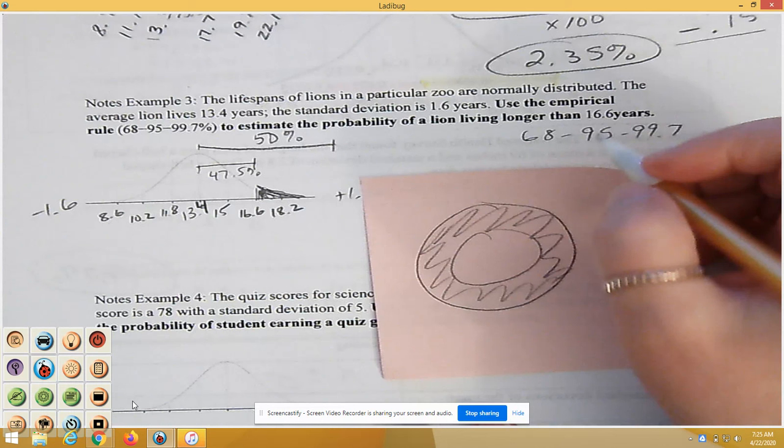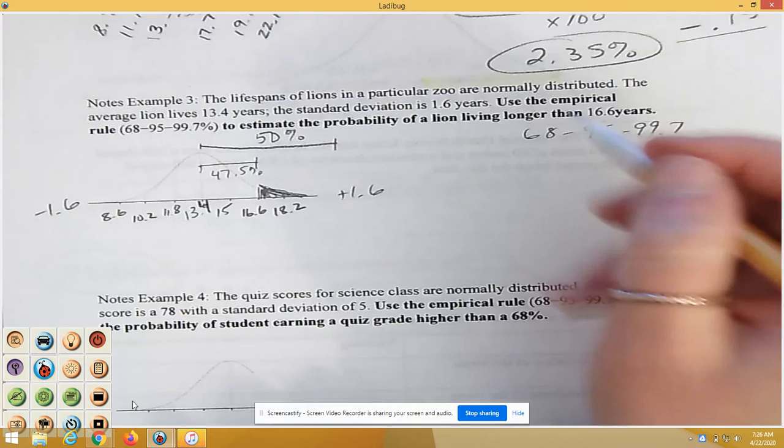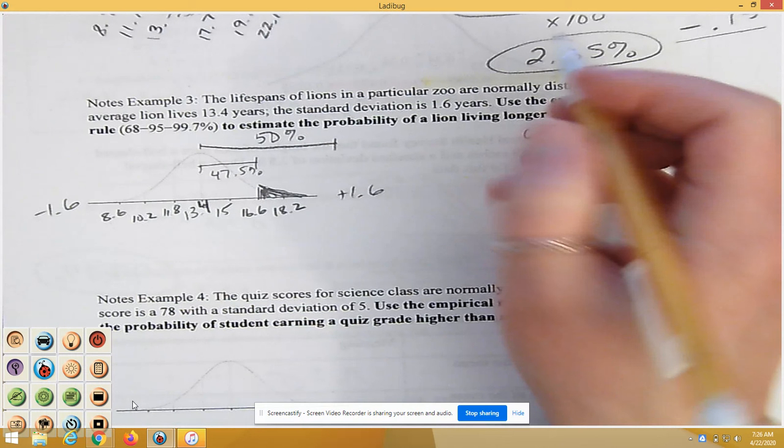Okay, and let's look finally at example 4. And this is a very small percent for both 2 and 3, so you're looking at just this tiny little bit way above. So the next one's actually going to be kind of the reverse. So for example 4, the quiz scores for a science class are normally distributed. The average quiz score is 78 with a standard deviation of 5. So since we don't have decimals, that's going to make it a little bit easier. And we want to estimate the probability of a student earning a quiz grade higher than 68%.